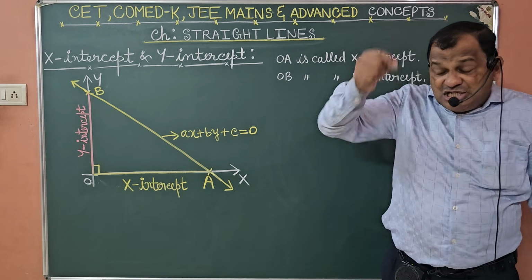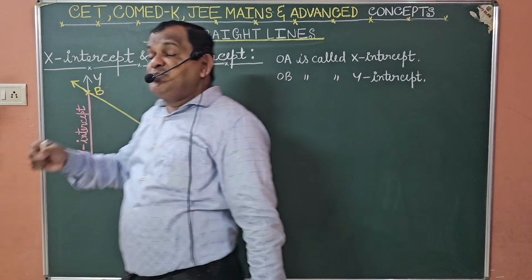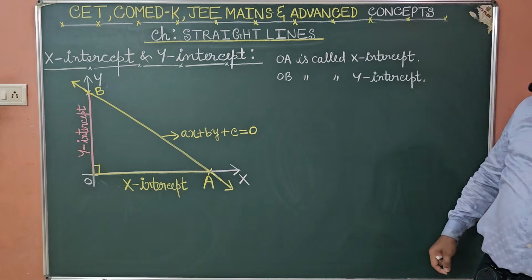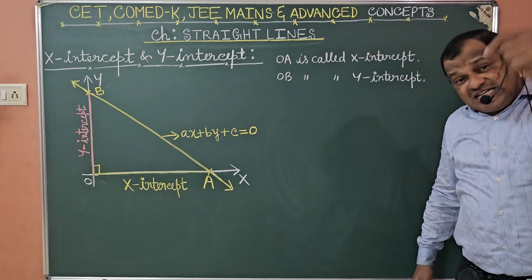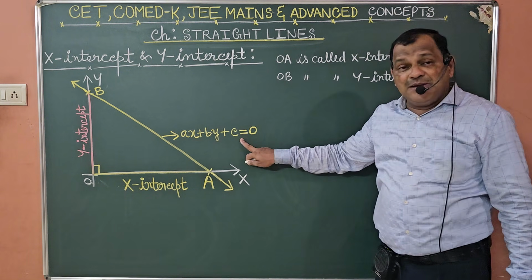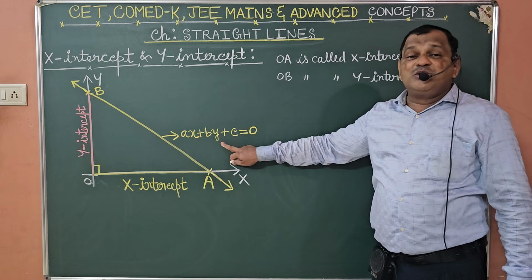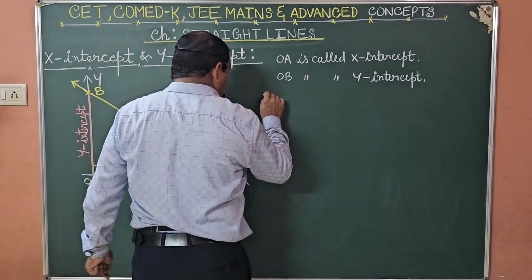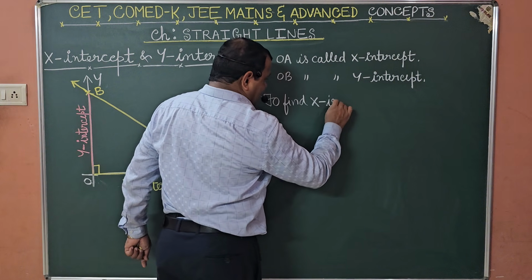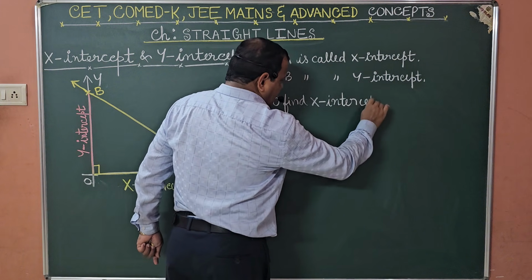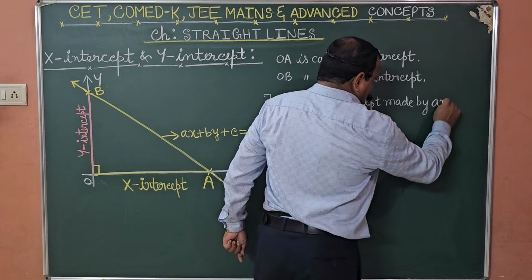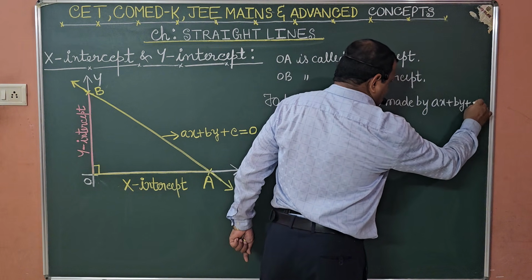The important issue is when we solve the sums in the straight lines chapter, sometimes we come across such ideas where we need to find the x-intercept made by the line. And I said already, if you want to find the x-intercept made by the given line, you put y equal to 0 in that line. So I write here, to find the x-intercept made by the line, which line? ax + by + c = 0.